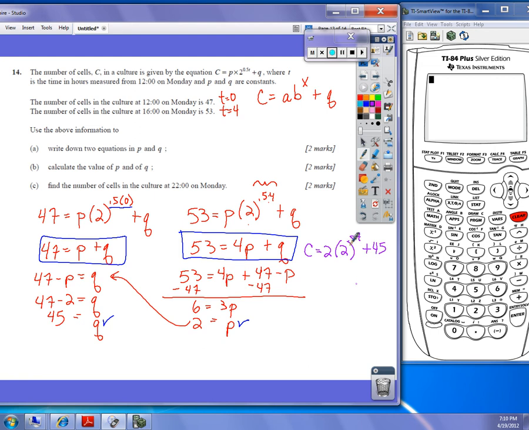So if T is 10, since 2200 is 10 hours after 12 o'clock, C is equal to 2 times 2 to the power of, well, half of 10 is 5, plus 45, and I don't even need my calculator for the rest of this. C is equal to 2 times 2 to the 5th, which is 32. Please do those in the right order, plus 45. Do not multiply the 2 times 2. So I've got 2 times 32, that would be 64 plus 45. And that's going to give me 109 cells at 2200 hours.